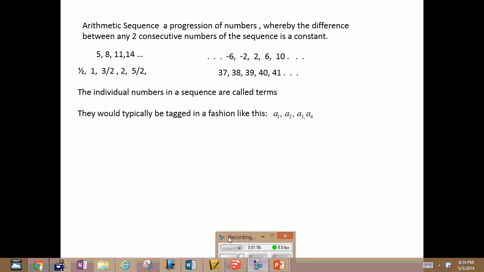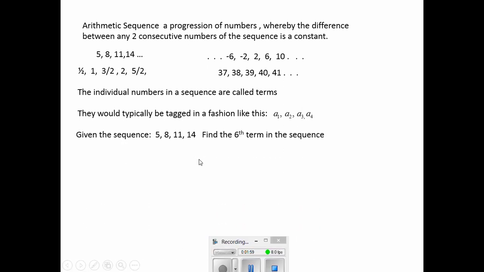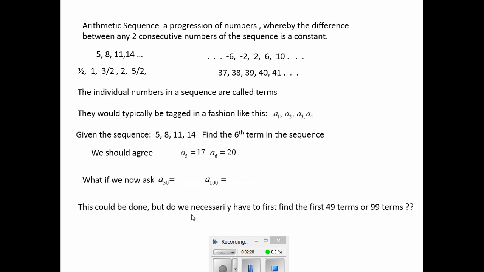So talking of arithmetic sequences then, okay, we're given that sequence. We say, what is the sixth term? Well, we have 1, 2, 3, 4 terms. So can we find the sixth term without finding the fifth term? Well, yes, we can. We found the fifth term here, 17. The sixth term is 20, okay? But what if we were asked to find the 50th term or the 100th term? So we want to have a process that would streamline this for us. So that's what we're going to be looking to develop here, okay?